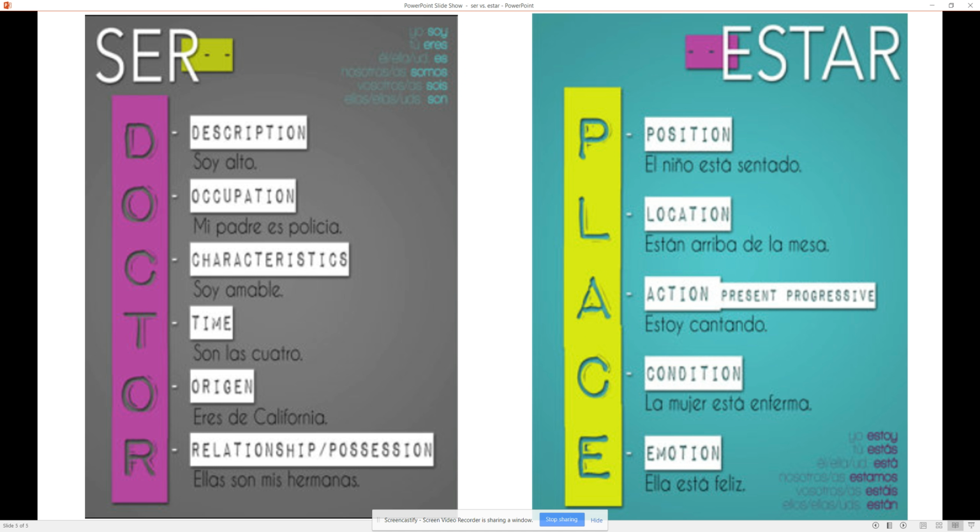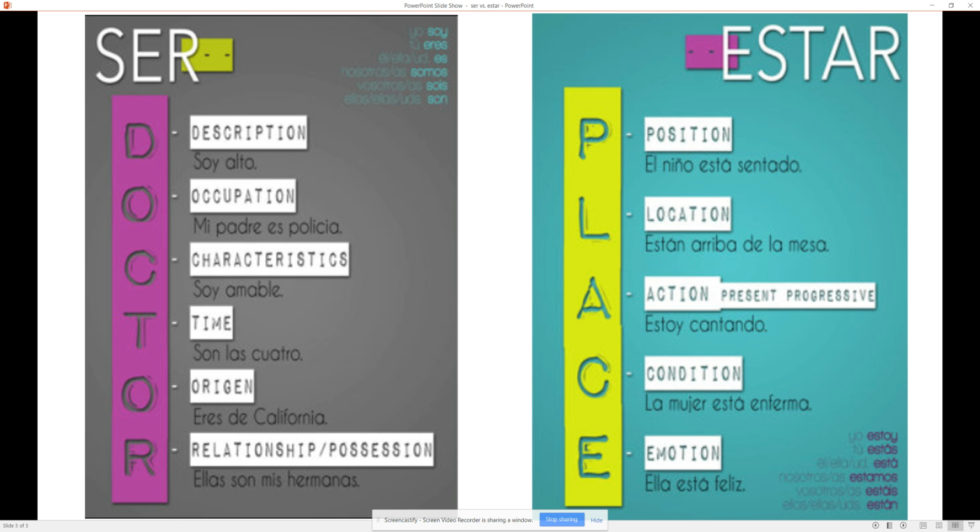And then finally, when we are talking about a relationship, so ella es mi madre, she is my mother. Ellos son mis hermanas, so that would be they are my sisters. This is where we are going to use relationships, or in this case, we're also seeing possession here as well. So es mi calculadora, so that is my calculator.